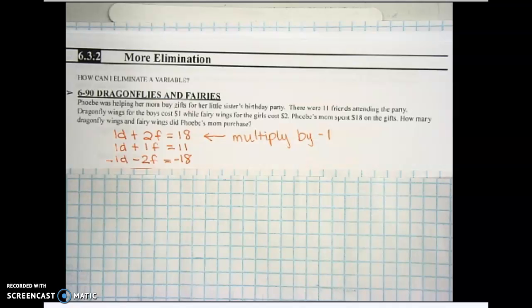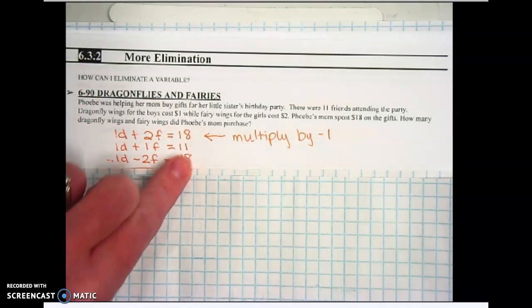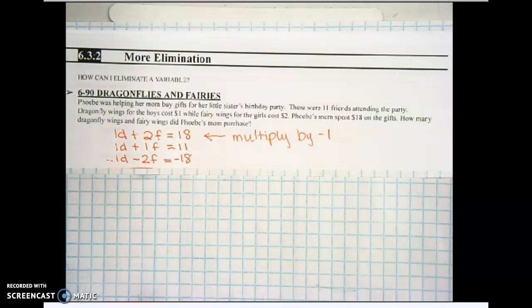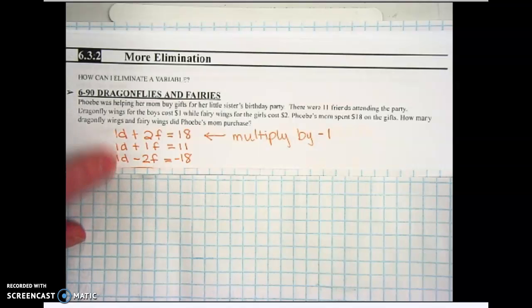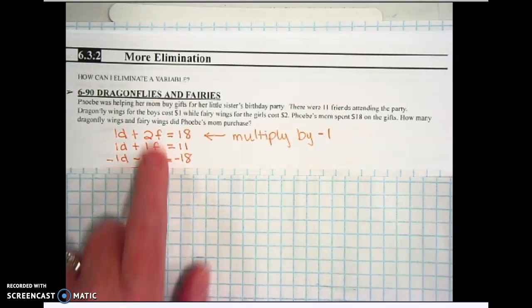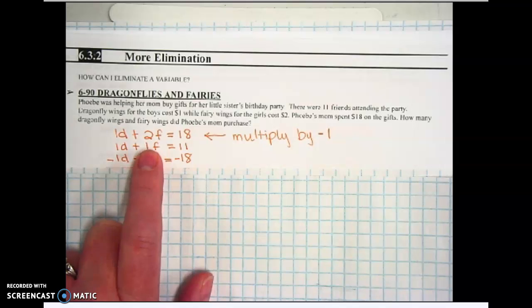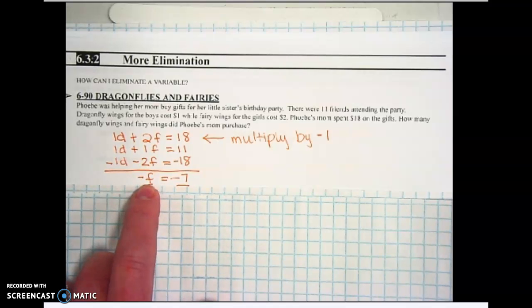And then just make sure everything's lined up. Your D's are lined up, your F's are lined up, your numeric terms lined up, even those equal signs. If all your like terms are together, then it's going to be easy to eliminate something. So what's going to eliminate? The D's, right? Because we have a 1D and a -1D. Those are opposites. They're going to eliminate. That leaves us with our F. What is 1F minus 2F? -1. Yes. That gets us -1F.